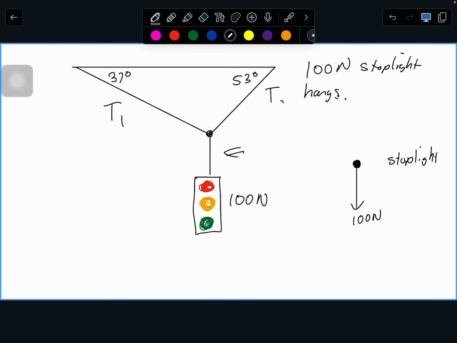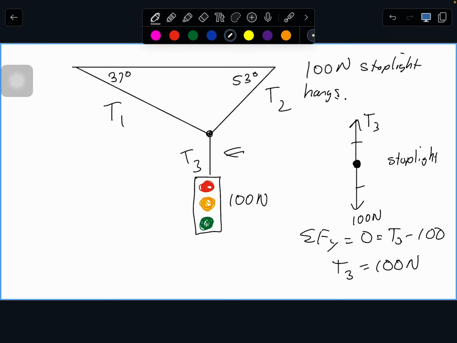T1, this is T2, this is T3. So what's holding it up is this T3, this tension 3, and those balance. Sum of forces in the y direction equals 0, and that means T3 minus 100, and so T3 equals 100 newtons. Put a unit on that. So we got T3 at 100 newtons. There we go. We're good to go.